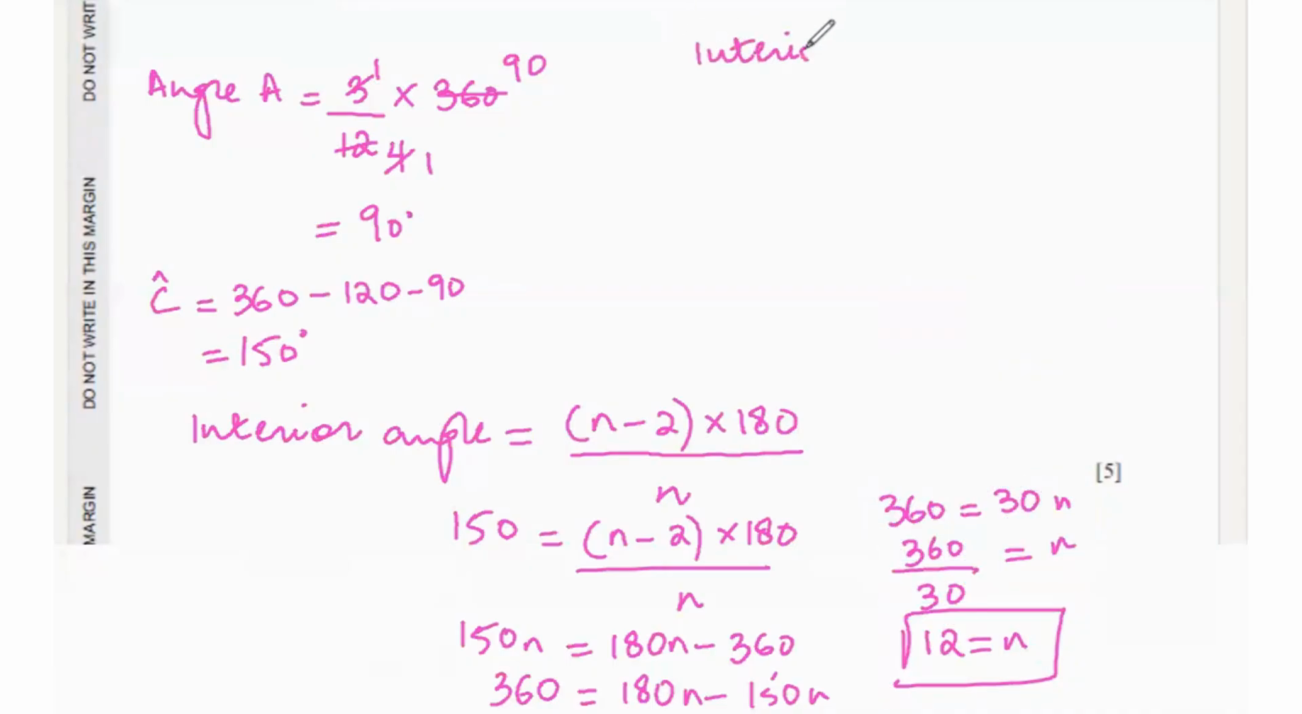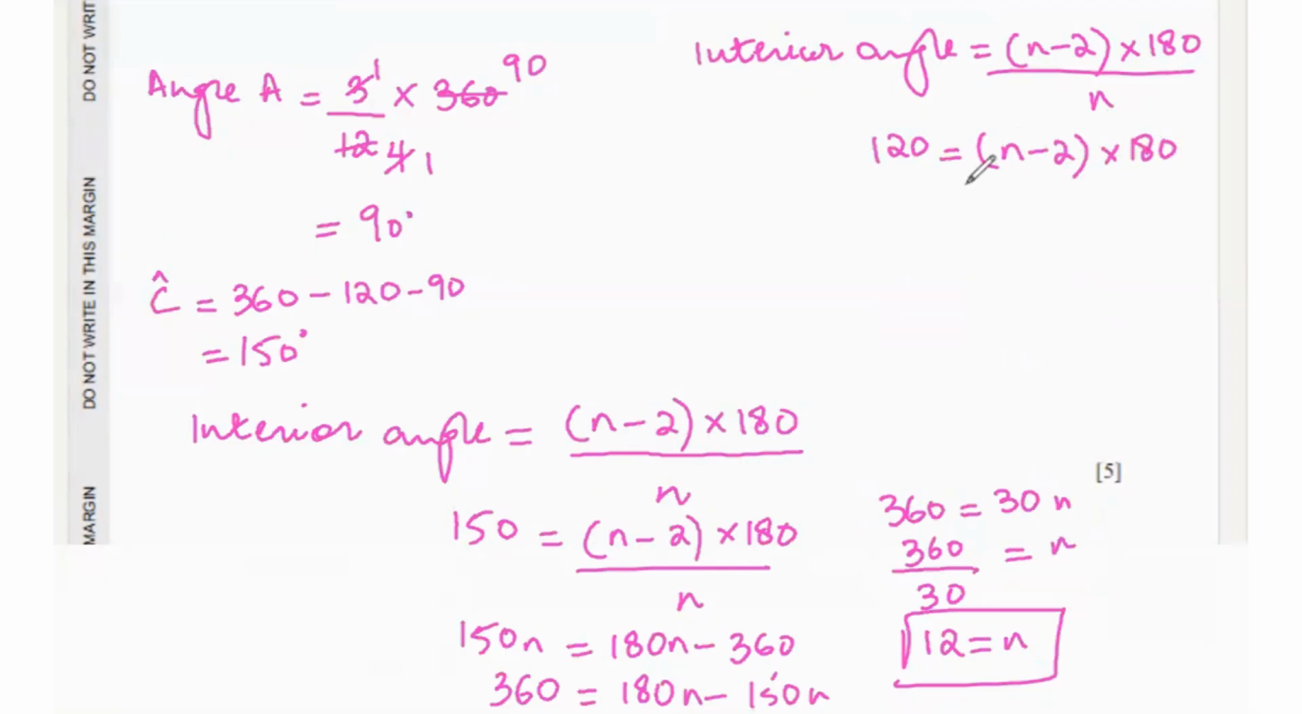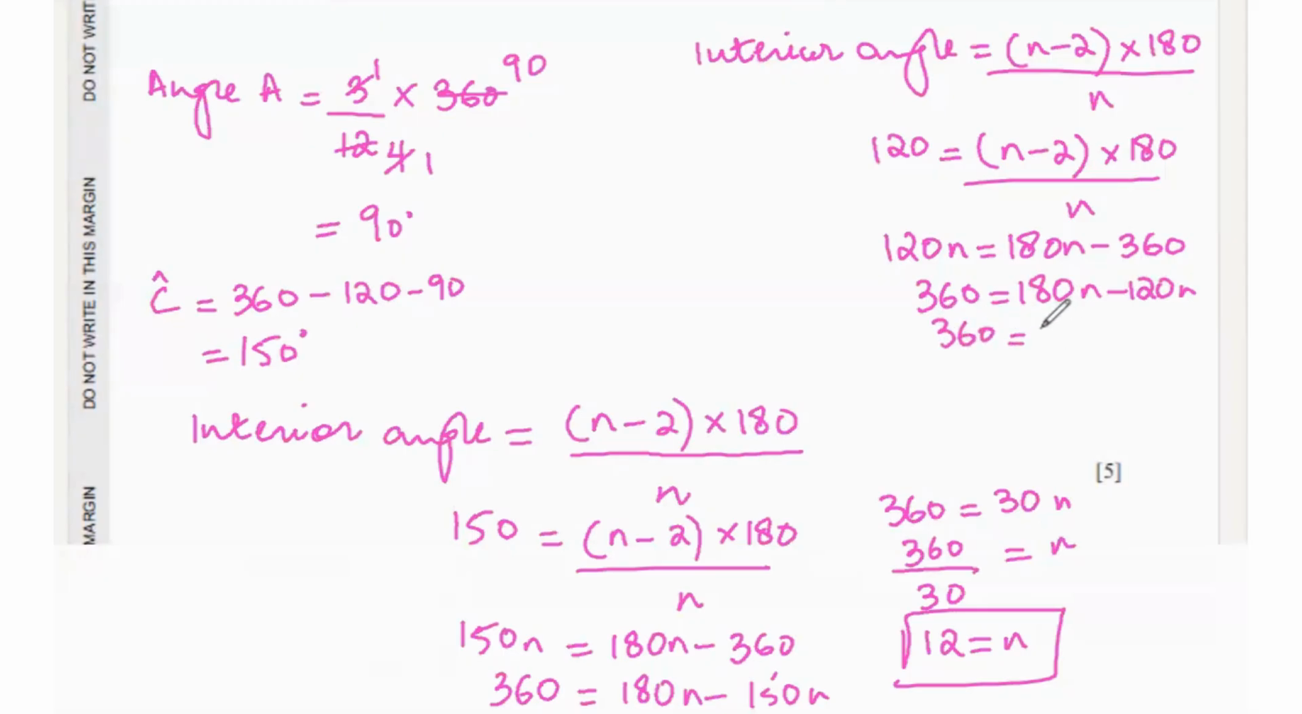Interior angle would be again (n minus 2) times 180 over n. 120 equals (n minus 2) times 180 over n. 120n equals 180n minus 360. Swap 360 and 120n. So that's going to be 360 equals 60n, and 360 divided by 60 gives us 6.